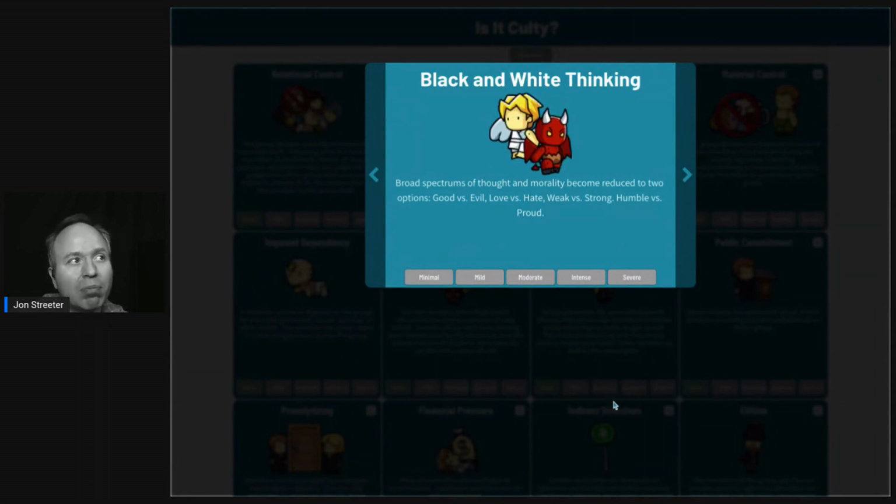Black and white thinking. Broad spectrums of thought and morality become reduced to two options: good, evil; weak, strong; humble, proud; love versus hate. What do you think? No, I'd say minimal. I can't really think of anything this would apply to.